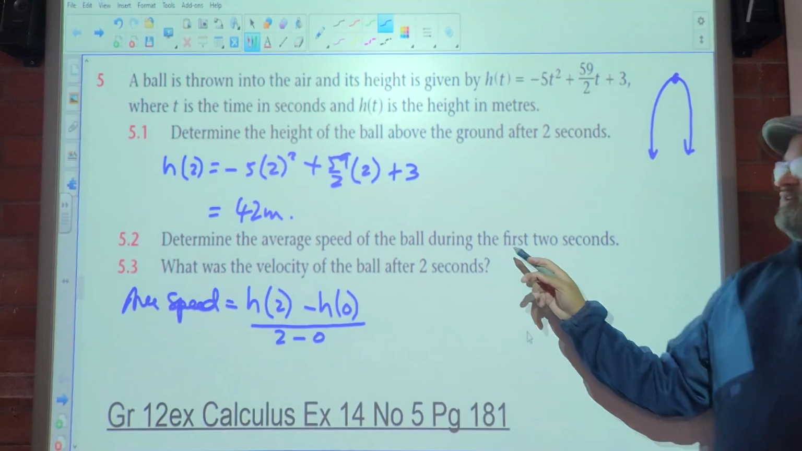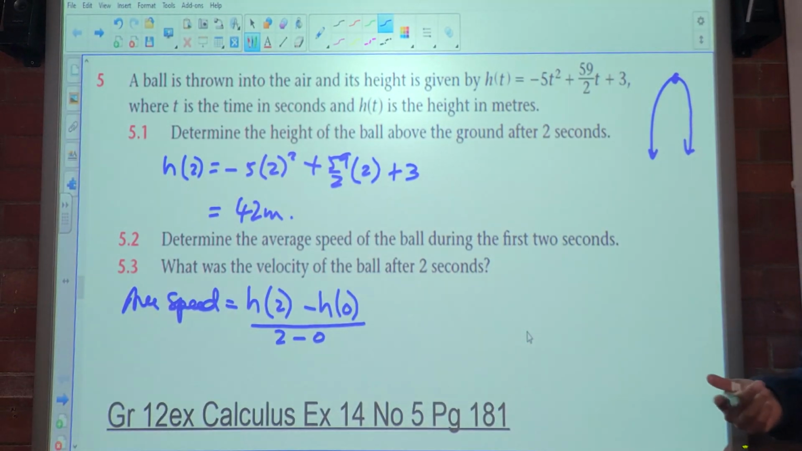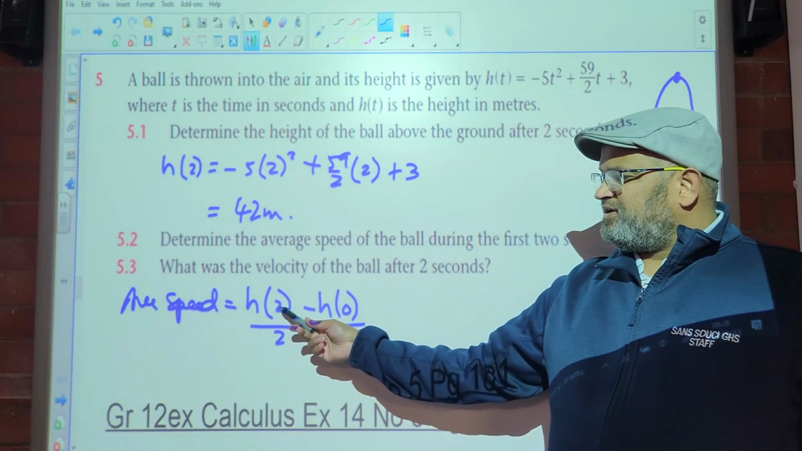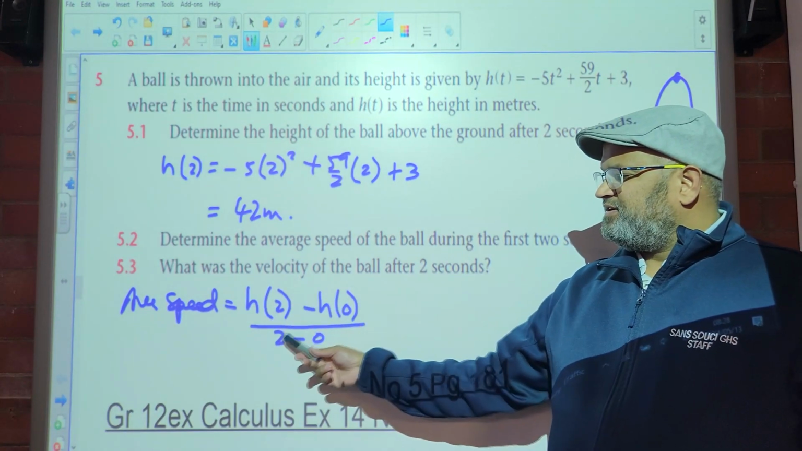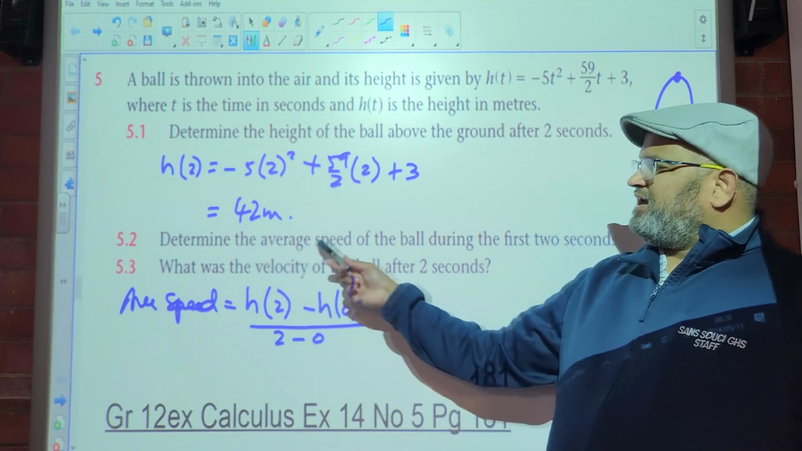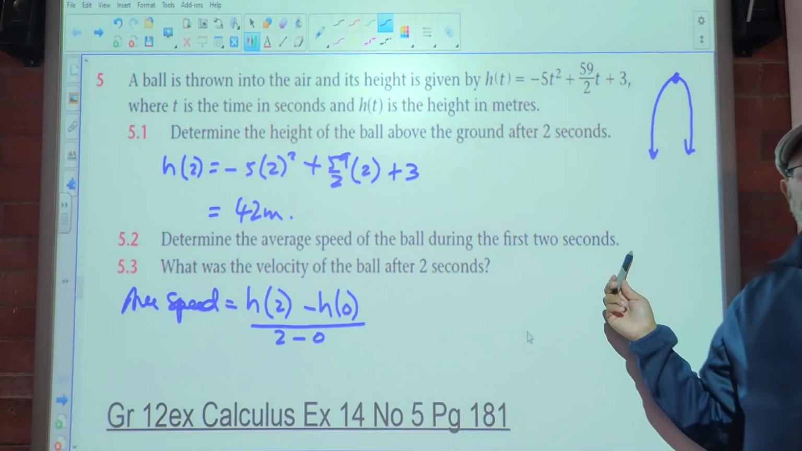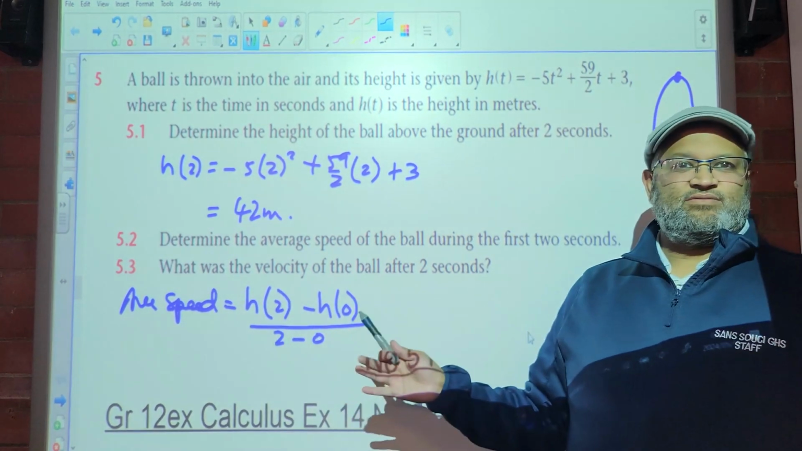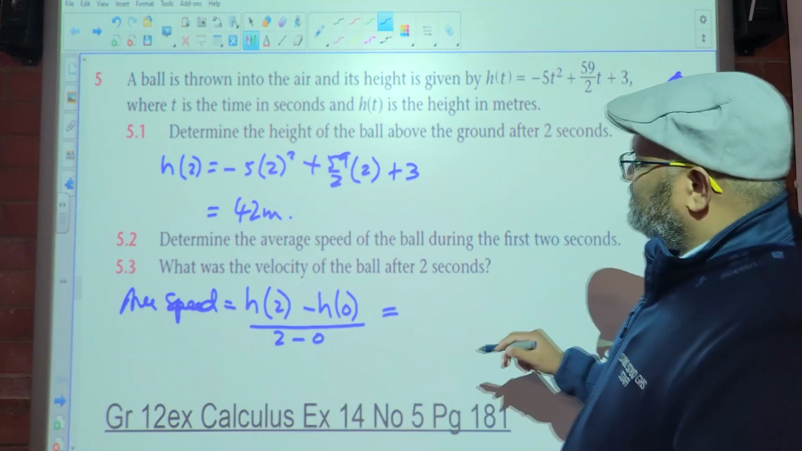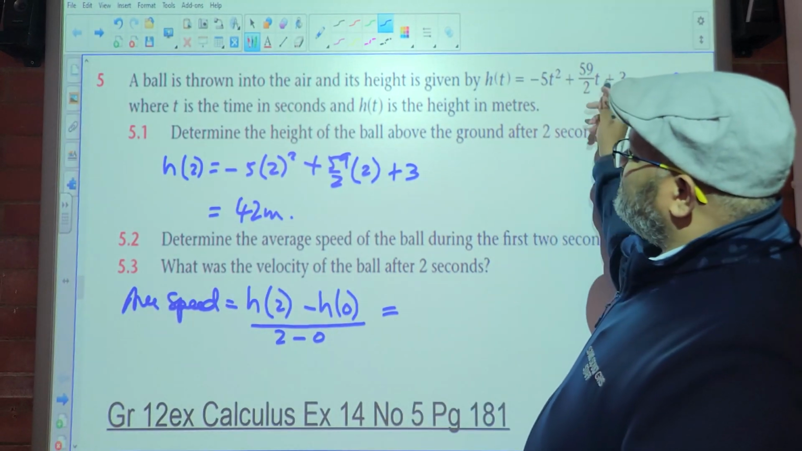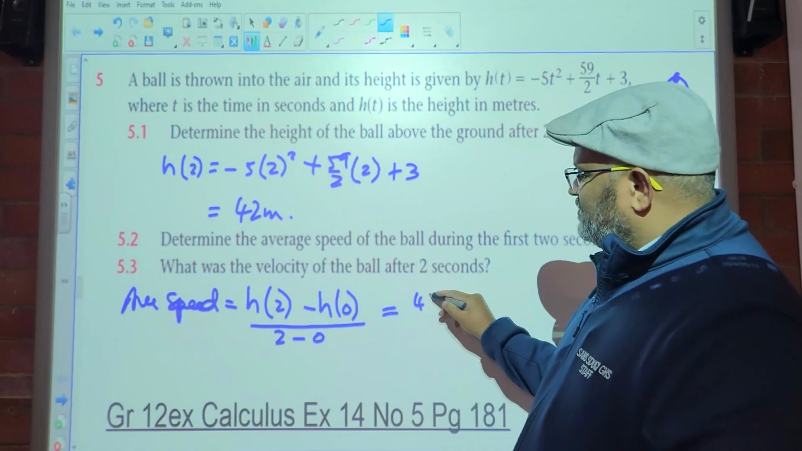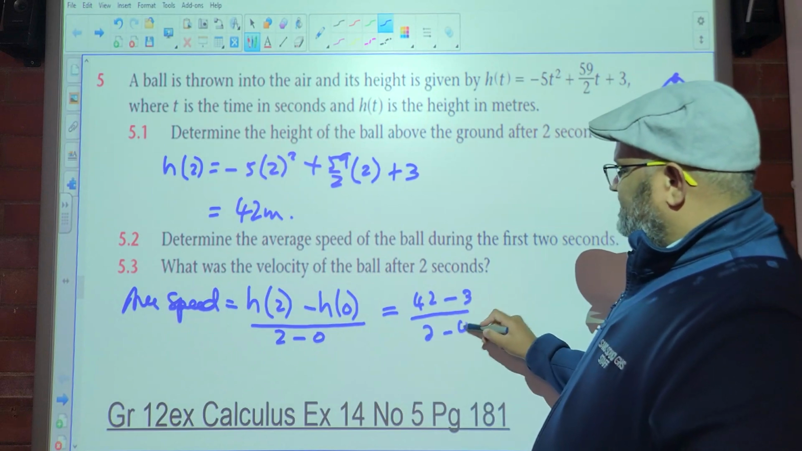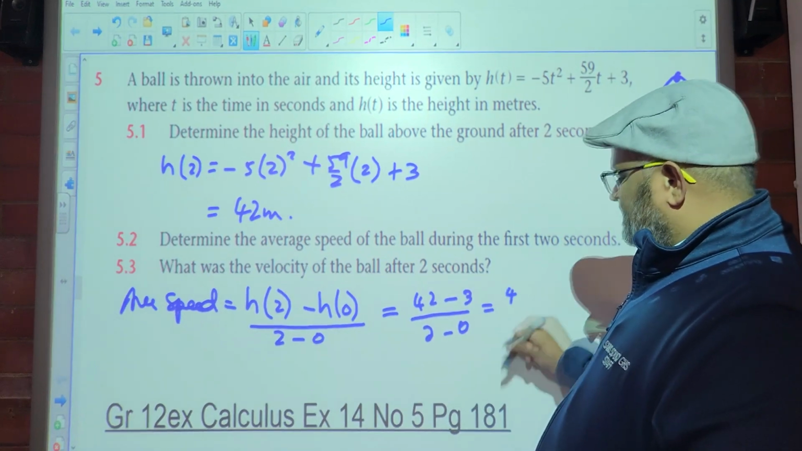The average speed of the ball during the 5th and 6th second is simply going to be the displacement after 6 seconds minus the displacement after 5, over 6 minus 5. Determine the average speed of the ball during the first 5 seconds: it will be h of 5 minus h of 0 over 5 minus 0. So that's simply going to be h of 2, which is 42, minus h of 0, which is 3, over 2 minus 0. So it's going to give you 39 over 2.